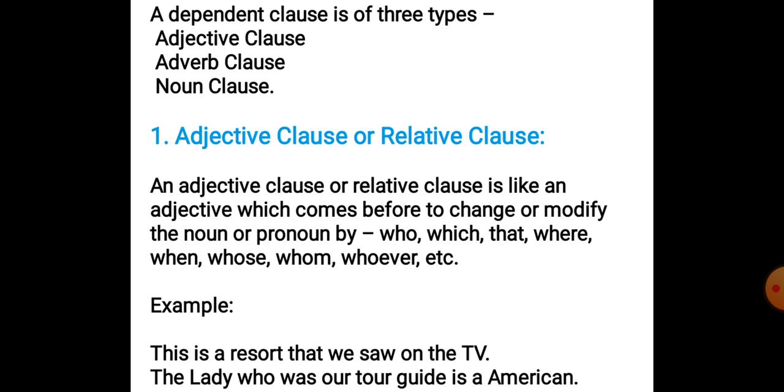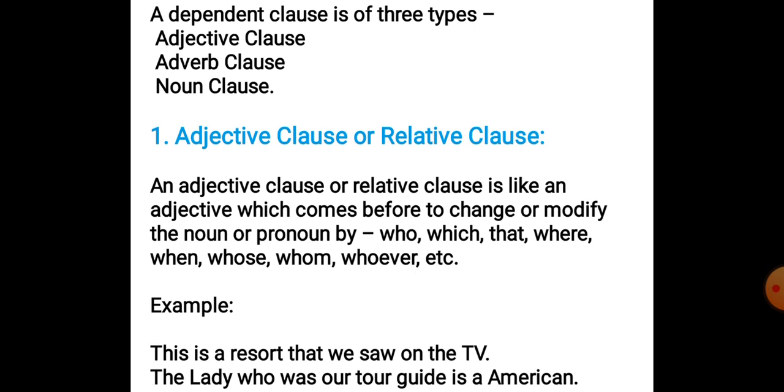Let's see the example. This is a resort that we saw on the TV. Now this is the resort that, so here you can see that is here, and we are modifying or telling about this resort. Okay, so resort के बाद हमने जो adjective clause use किया है, that is that. So this is a resort that we saw on the TV. So this is an example of an adjective clause.